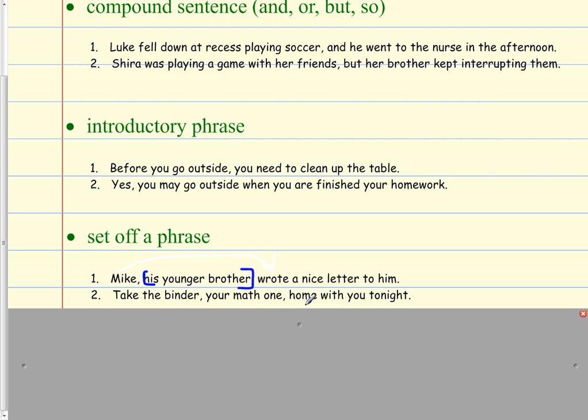Take the binder home with you tonight. Well, which one? Take the binder, your math one, home with you tonight. So it's really, I'm taking my binder home, and I'm just letting you know which one it should be.